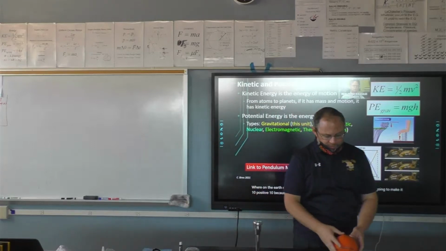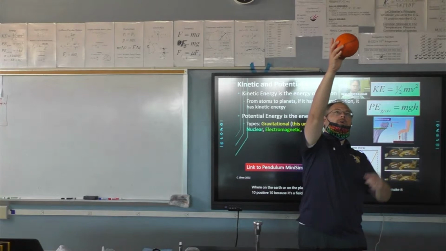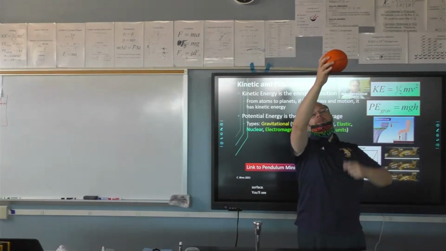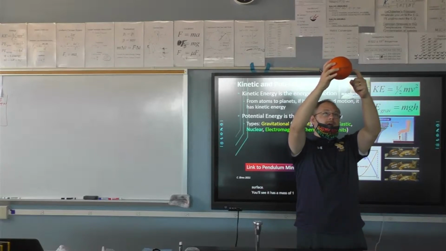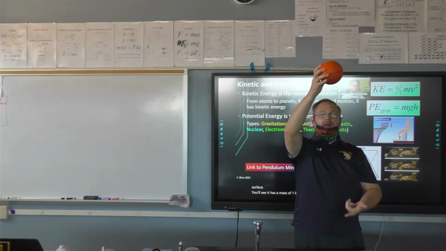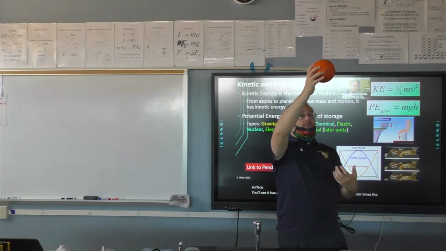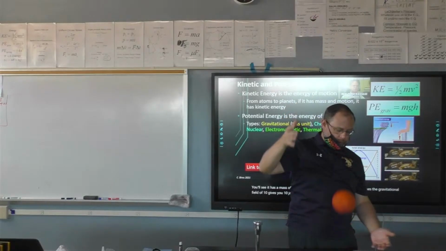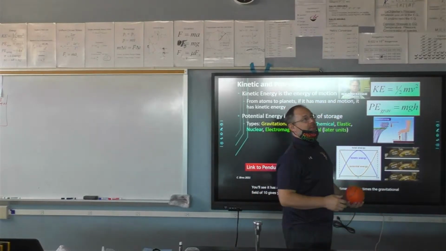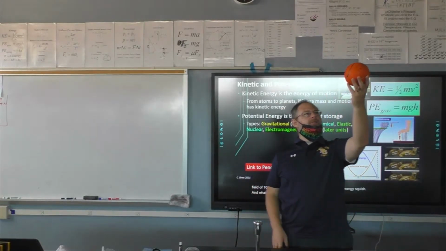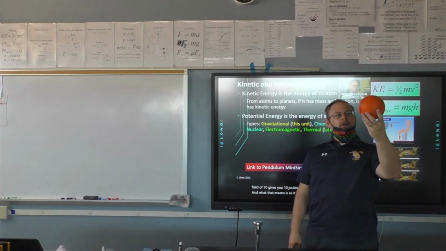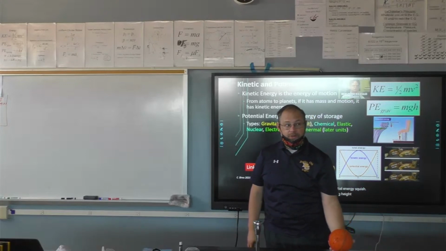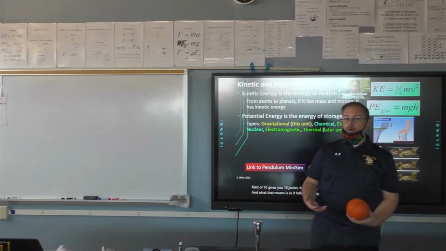So if I raise this ball 1 meter over a surface, and let's say it has a mass of 1 kilogram, then 1 kilogram times 1 meter times a gravitational field of 10 gives you 10 joules. It has 10 joules of potential energy. Squish. And what that means is, as it falls, it picks up speed, losing height, therefore losing potential energy. But where does that potential energy go?